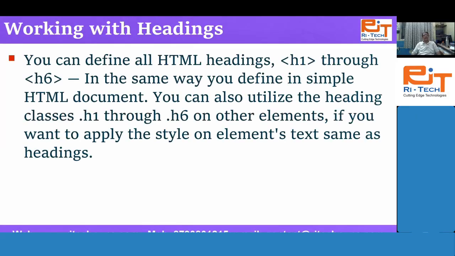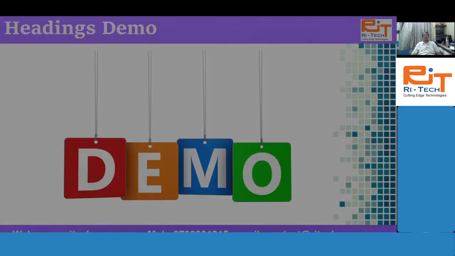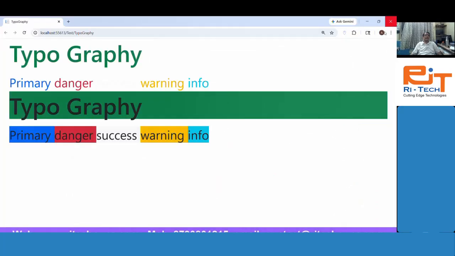Now headings. So headings भी हैं, so you can define all HTML headings H1 to H6 वो तो आप use कर सकते हैं same way. जैसे भी हमने H1 use किया. In the same way you define a simple HTML document. You can also utilize the heading classes. तो headings tags तो है H1, H2, H3, H4, H5, H6 उसको तो utilize कर ही सकते हैं. उसके अलावा Bootstrap provides you heading classes from H1 to H6 on other elements. So दूसरे elements को अगर आपको heading बनाना है, so if you want to make other elements as a heading. So if you want to apply the style on the element's text, same as the headings here. So we can do the class h1, class h2 like this. तो आप चाहे तो heading classes भी लगा सकते हैं अगर heading बनाना है किसी चीज को.